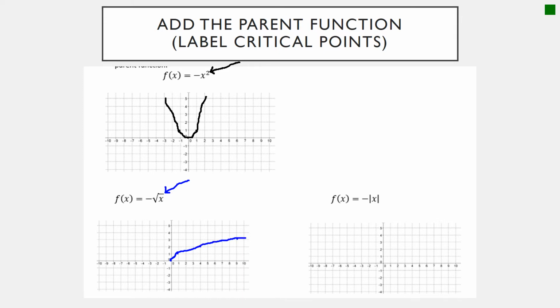And last but not least, we have our absolute parent function, our absolute value, and that one is our V. And we know that our parent function looks something like this. It kind of looks more like a U, but it is a V. Okay, in your notes, make sure that you have all three of these parent functions labeled.